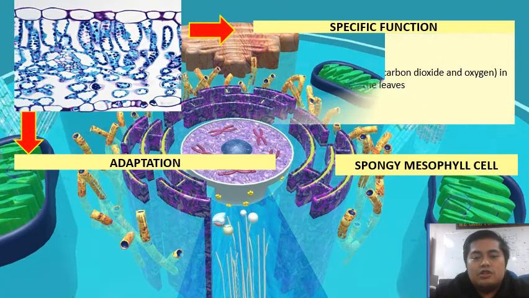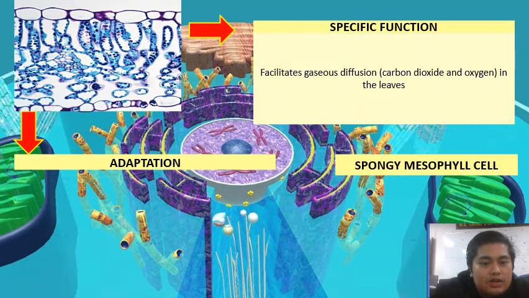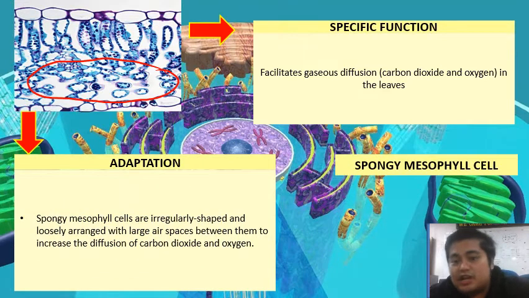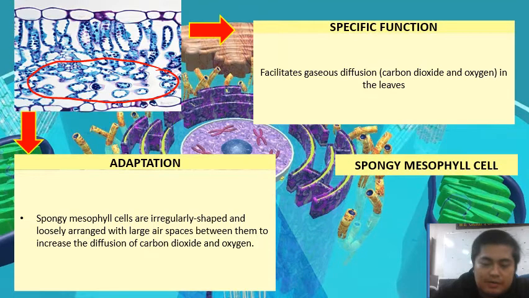So spongy mesophyll cell, kalau korang tak tahu dia dekat mana, dia dekat sini. Yang loosely arranged ni. So dia punya specific function adalah untuk facilitate gases diffusion. Tak kisahlah what kind of gases, carbon dioxide or oxygen in the leaf. So dia punya adaptation pula, it have spongy mesophyll cell, irregular shape and loosely arranged with large air spaces between them to increase the diffusion of carbon dioxide and oxygen.